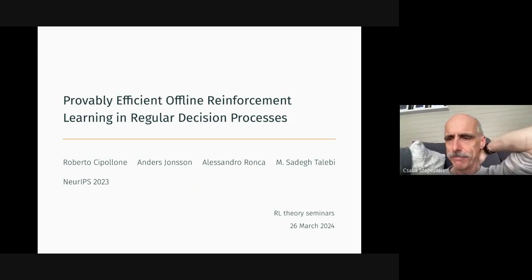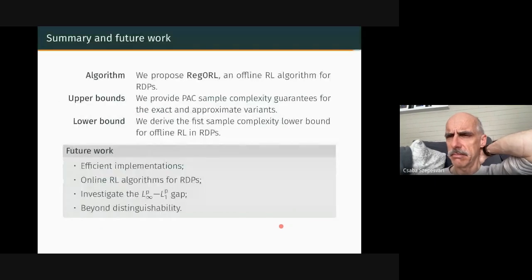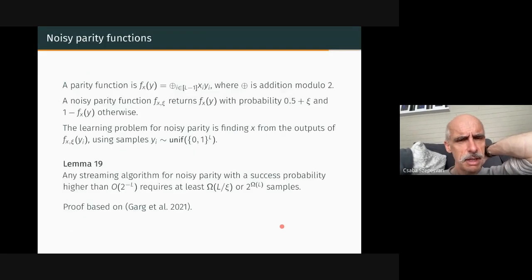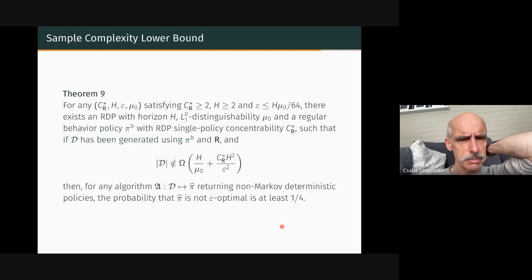Questions? So are you saying that the only gap between upper and lower bounds is in terms of this distinguishability parameter? No, there are other gaps too. But let's go back to comparing these lower and upper bounds, maybe.